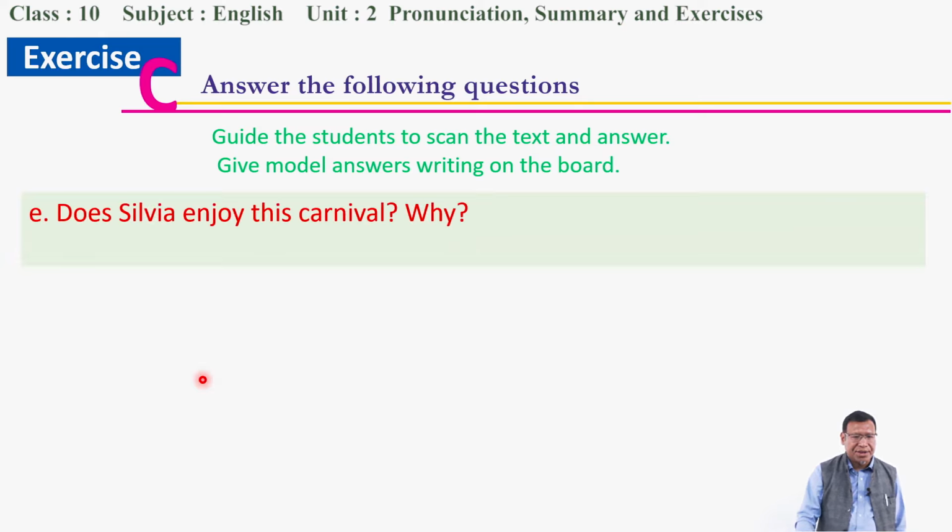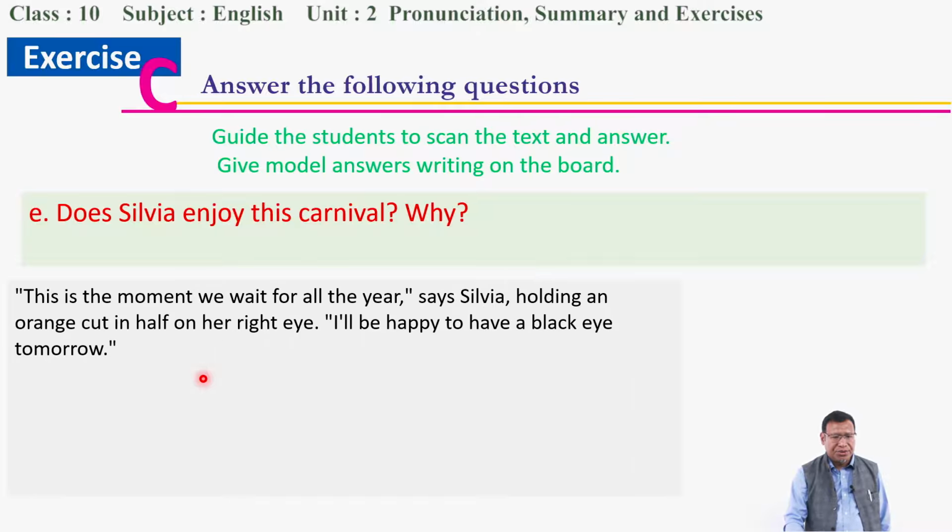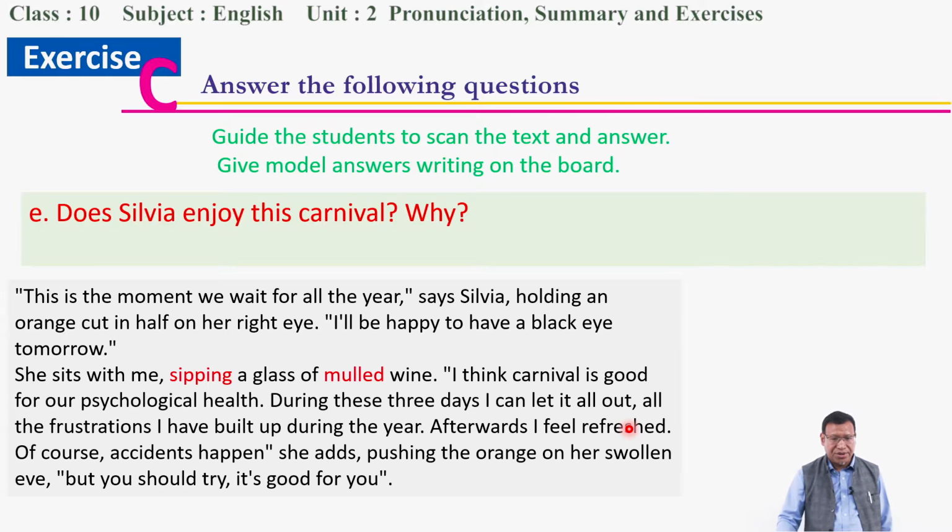And then next is, does Sylvia enjoy this carnival? Why? We also don't know exactly whether she enjoys it or not, but you have to find the evidence in the paragraph which makes you believe that she is enjoying. So you have to find out this one. You can find it everywhere.